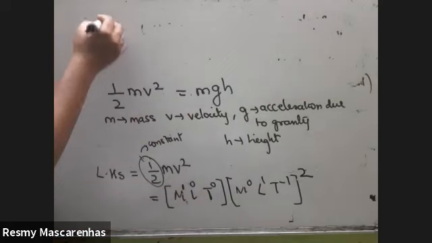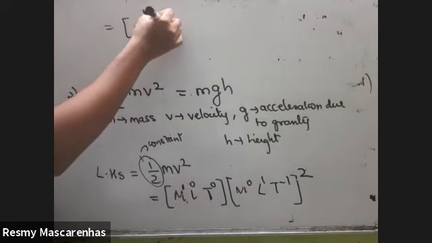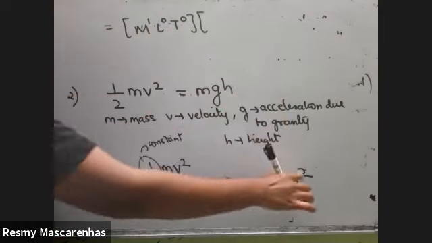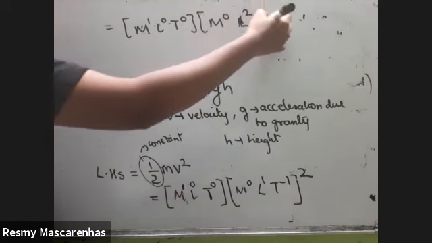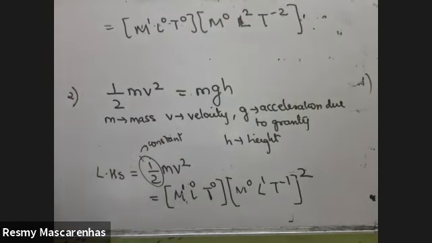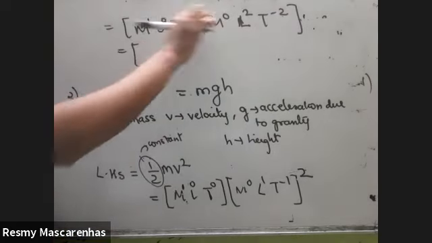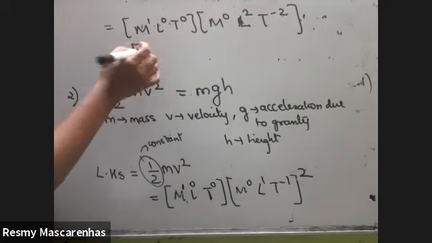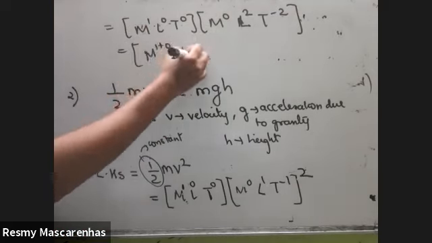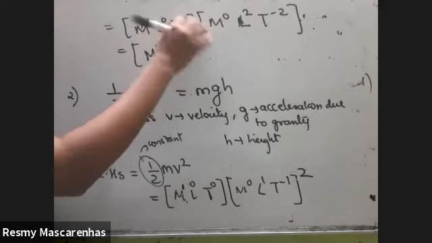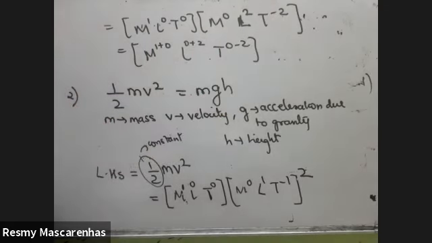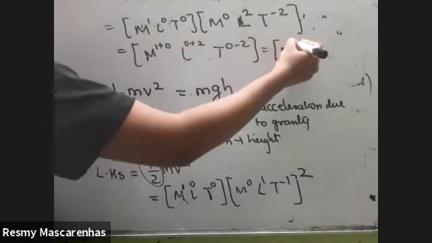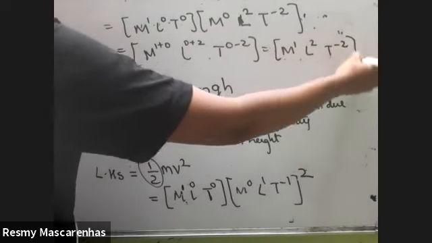So left hand side, all of this multiply by 2. L2 T minus 2. And now add the powers. So no need to write this extra step. You can directly add in your mind and then write 1 plus 0 is 1. Those who are struggling still, for them I'm writing. This will be 0 plus 2 and then 0 minus 2. So your left hand side value is M1 L2 T minus 2.